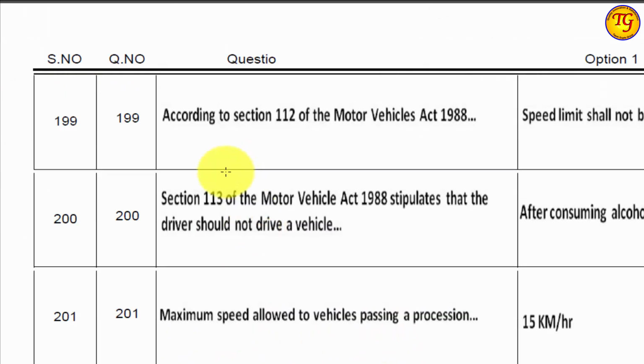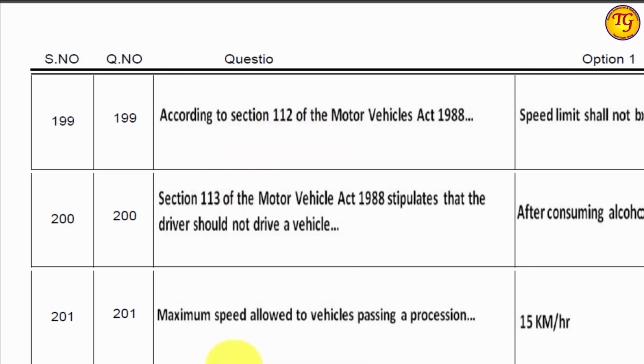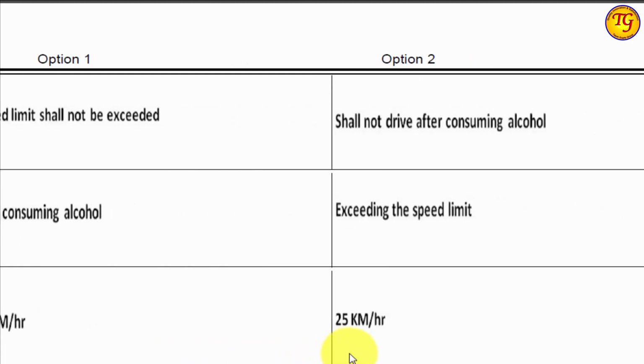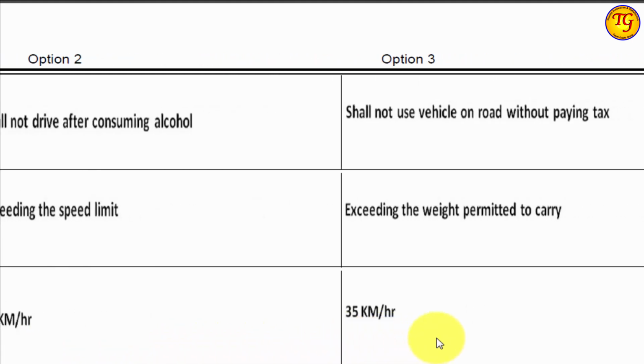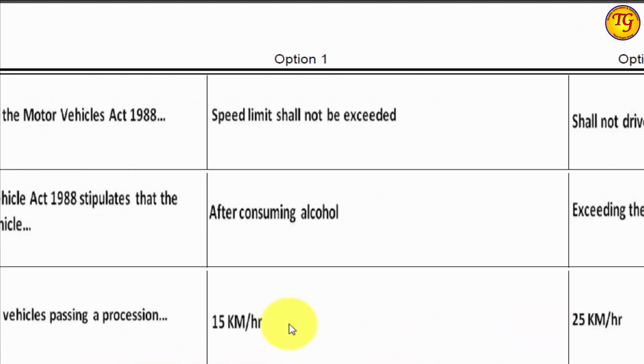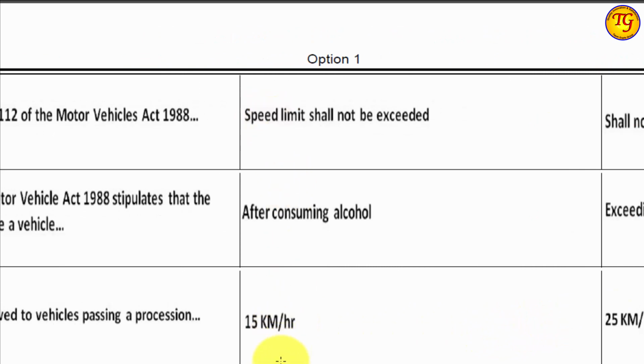Question number 199 says, according to section 112 of the Motor Vehicles Act 1988: speed limit shall not be exceeded, shall not drive after consuming alcohol, or shall not use vehicle on road without paying tax. So option number 1 is the correct one. Speed limit shall not be exceeded.